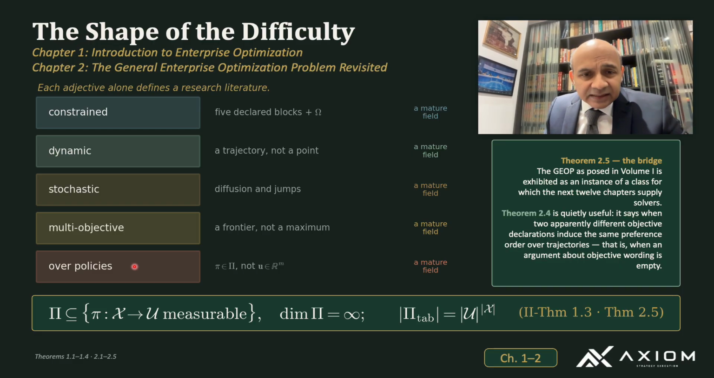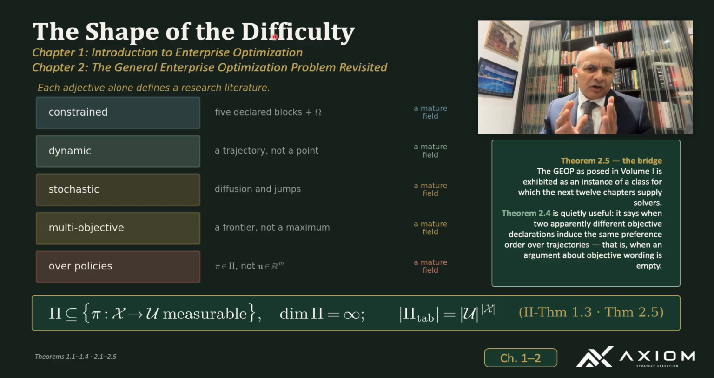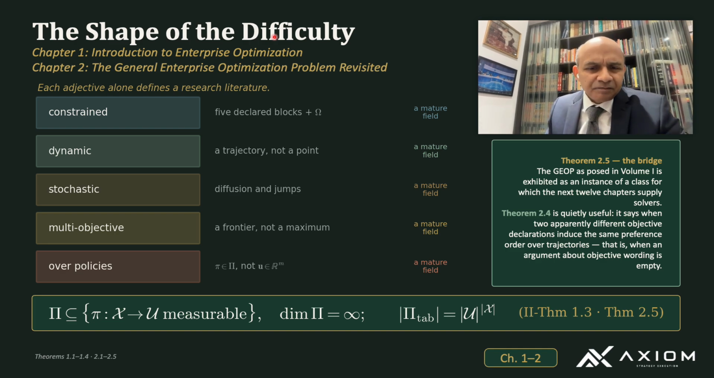Over policies, the decision variable is a policy pi, in capital Pi, a state contingent rule rather than a single finite dimensional control u in m-dimensional real space. GEOB then sits at the intersection of constrained, dynamic, stochastic, multi-objective, policy-based optimization.